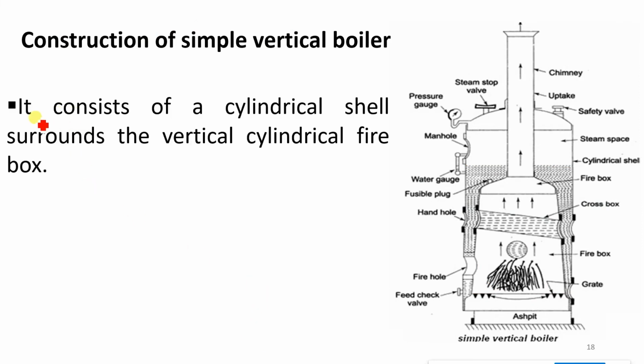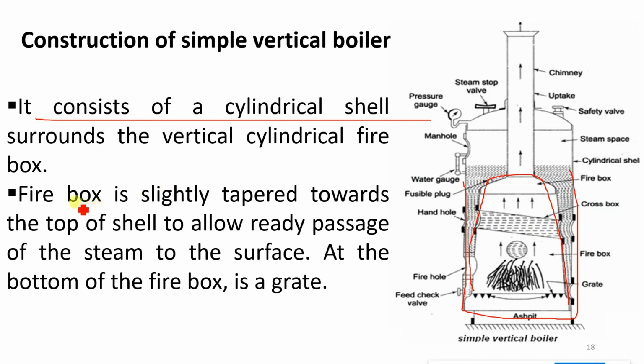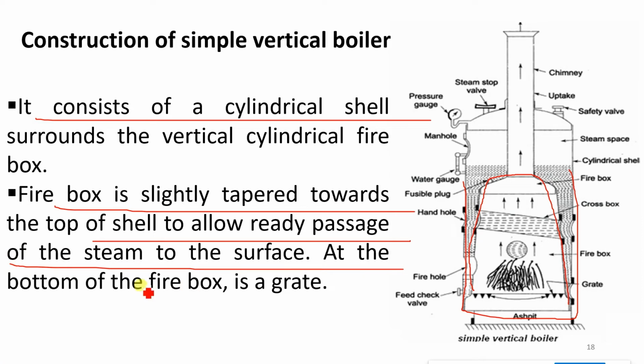Now, the construction part of this. It consists of an outer cylindrical shell, which surrounds the inner cylindrical firebox, which is in a tapered shape. The firebox is slightly tapered toward the top of the shell and allows ready passage of the steam to the surface. At the bottom of the firebox, there is a grate.